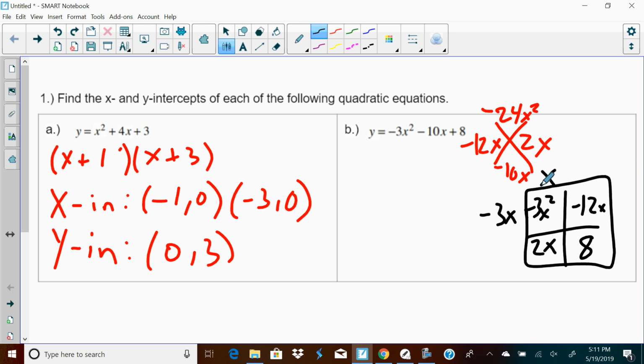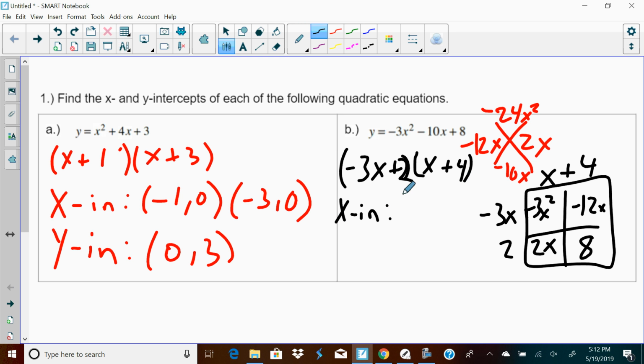So to get negative 12, I need 4, so x plus 4. To get 2x, I need 2, and 4 times 2 is 8. So when I factor, I get negative 3x plus 2 times x plus 4. So then my x-intercepts are 2/3, 0, and negative 4, 0. And then my y-intercept is 0, 8.